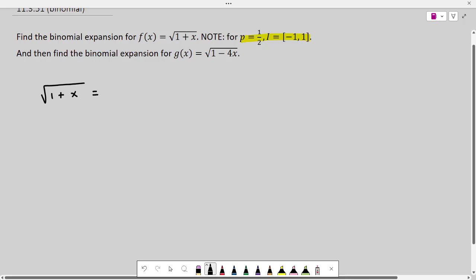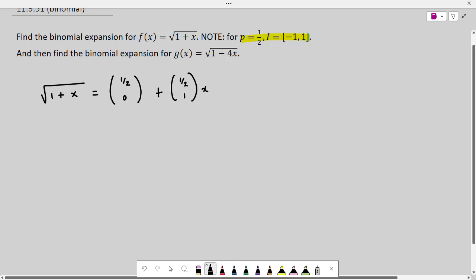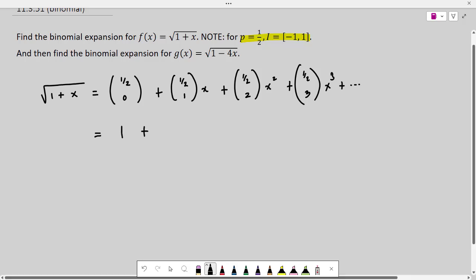Okay, so first let's build our power series for this. This is going to be 1/2 choose 0. It's going to look a lot like a geometric series. Then we have 1/2 choose 1 times x, plus 1/2 choose 2 times x squared, plus 1/2 choose 3 times x cubed, etc. So that is the binomial series expansion for root 1 plus x. 1/2 choose 0 is 1. 1/2 choose 1 is 1/2. Those two are always going to be autopilot.